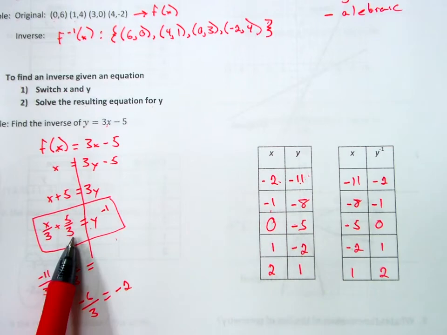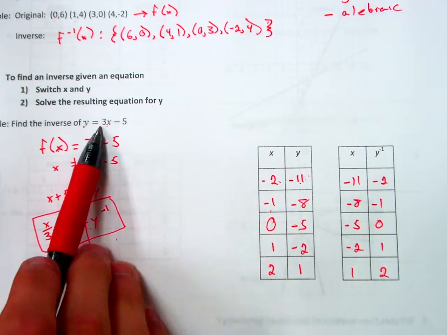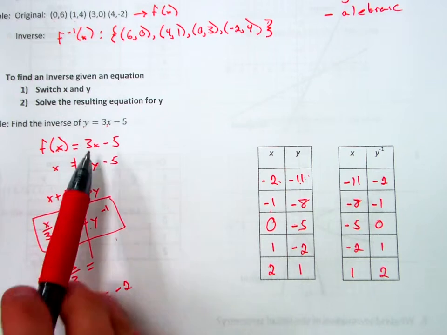This function right here is the opposite. It's the inverse of this function. It undoes everything this function would do. Okay?